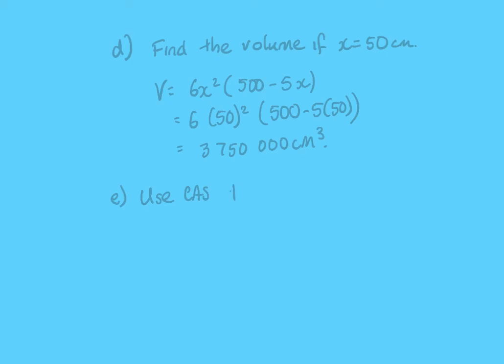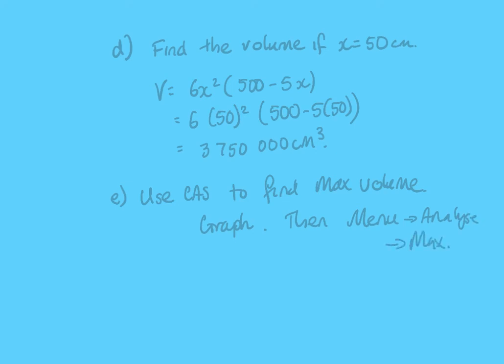Part E. Find the maximum volume. You're going to have to use CAS for this one. We haven't learned the algebra yet. So on your CAS calculator, you sketch in the graph on a graphing page, and then use menu, analyze, maximum, and that will tell you the maximum value. And it should be 40 million over 9 centimetres cubed, if that helps.